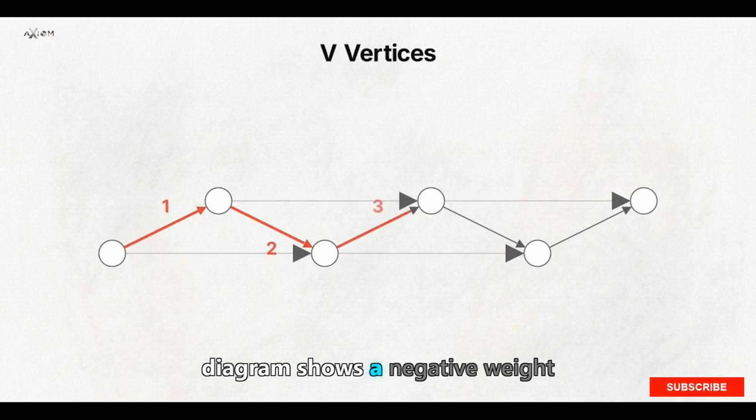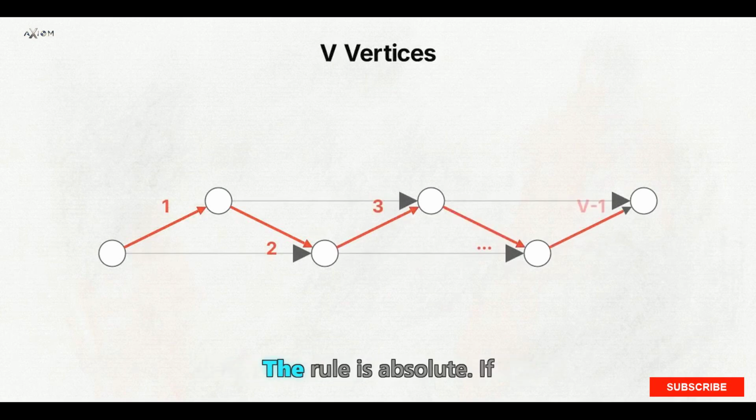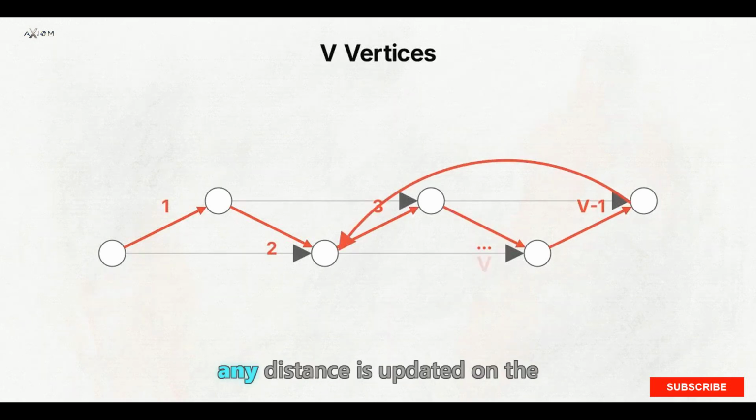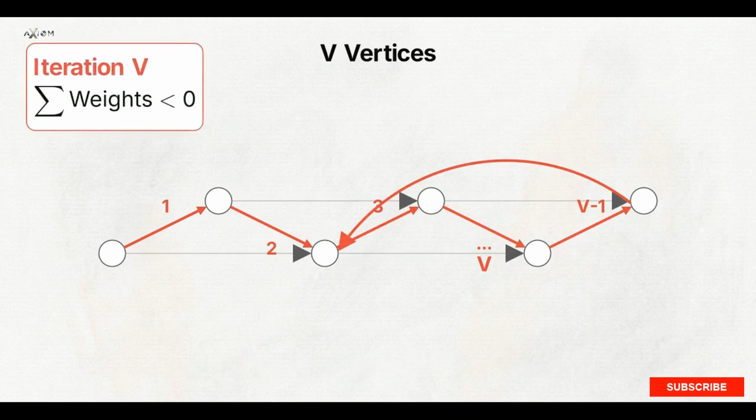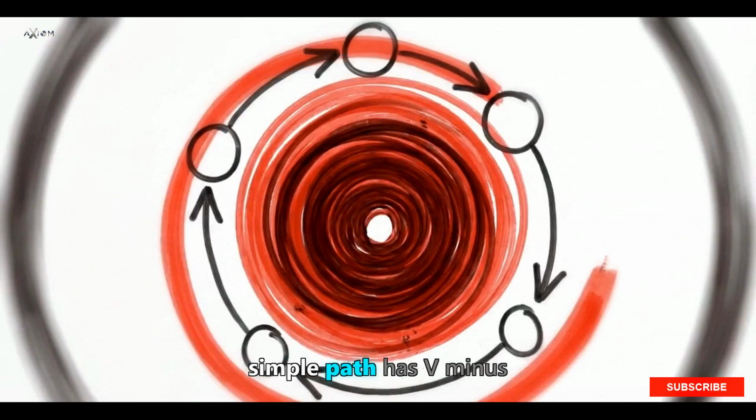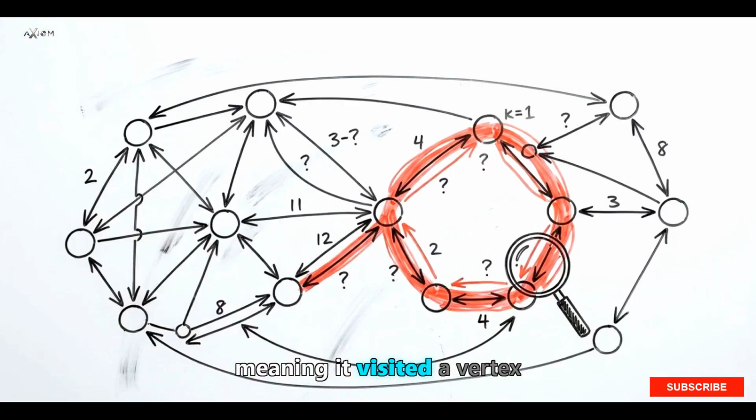This diagram shows a negative weight cycle during that final sweep. The rule is absolute. If any distance is updated on the Vth iteration, a negative weight cycle exists somewhere in the network. The math proves this. The longest simple path has V minus 1 edges. If a reduction occurs on iteration V, the path has V edges, meaning it visited a vertex twice. Because distance decreased, that loop has a negative net weight.